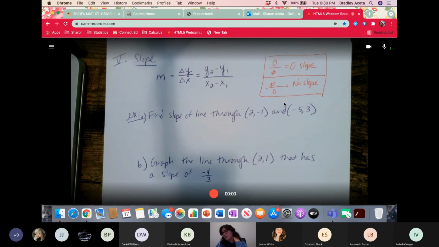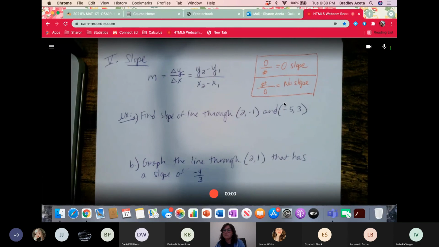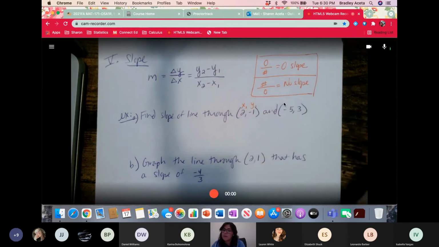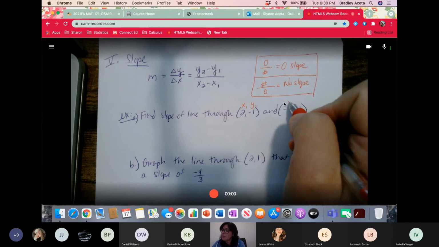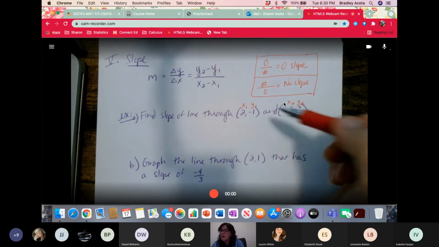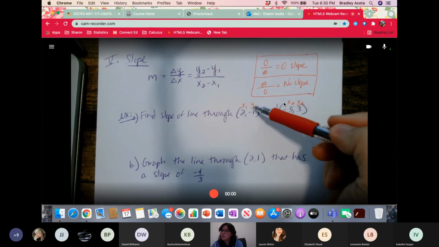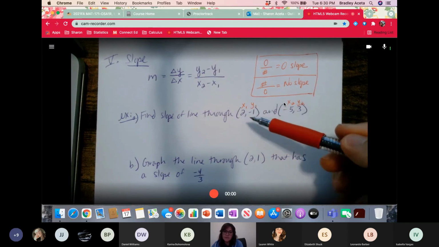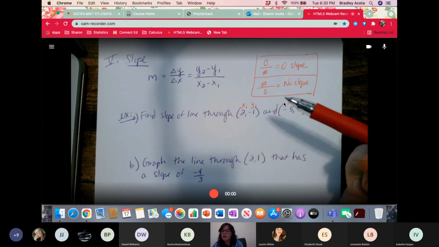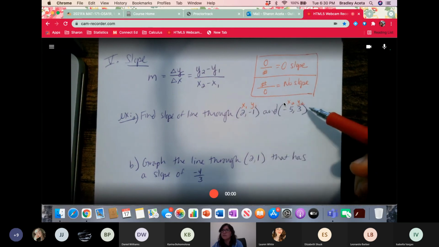So again, I'm a firm believer in labeling things, like when we did the distance formula last week. I would label this as my x1, my y1. And then this point would be my x2, y2. It doesn't matter, honestly, if you were to label this x2, y2, but you have to stay consistent. Don't be like x1, y2. That doesn't make sense. Okay, x1, y1, x2, y2.